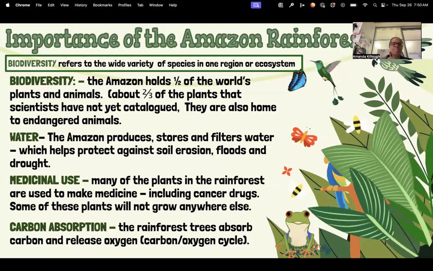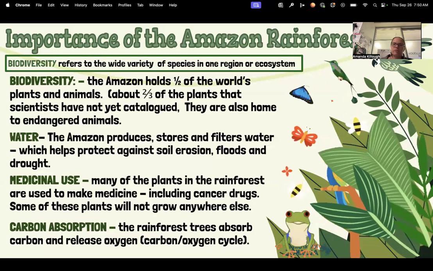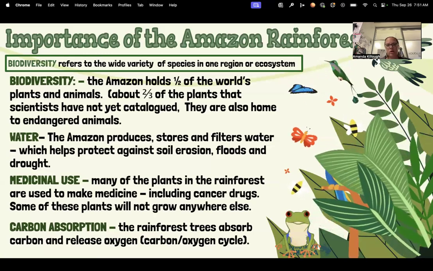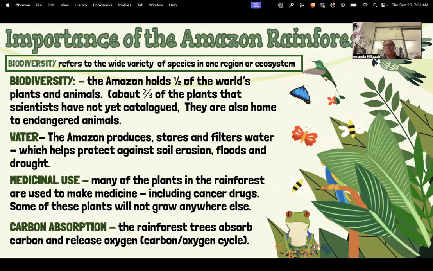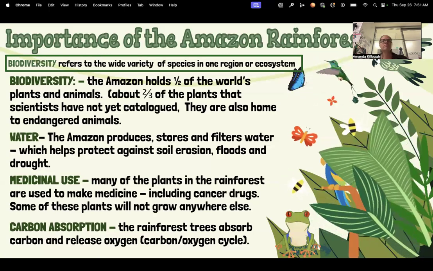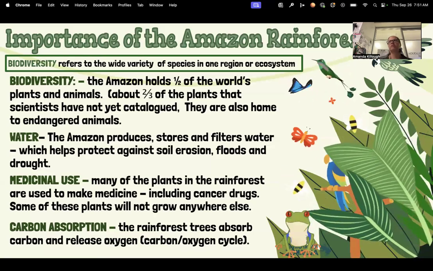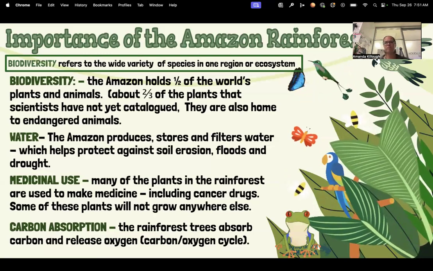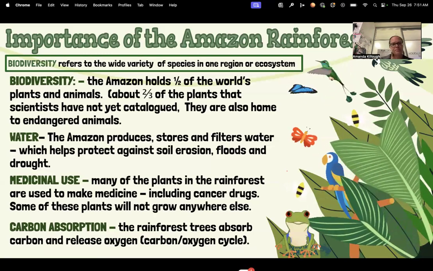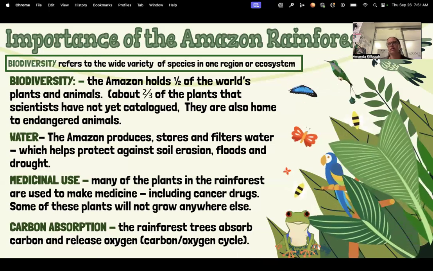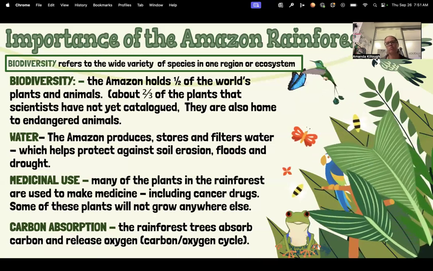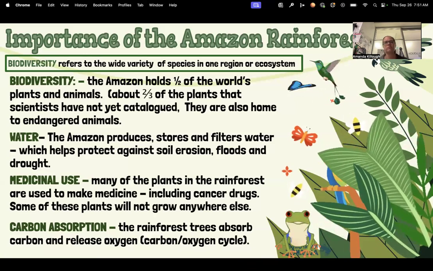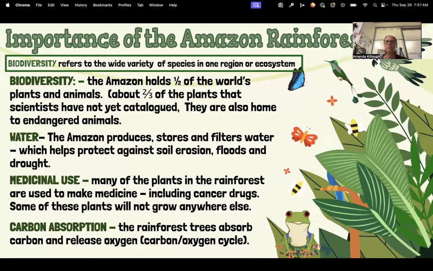The water. The Amazon produces, stores, and filters water, which helps protect against soil erosion, floods, and droughts, because of the canopy. If you've ever been in a rainforest, even in Costa Rica, you can stand underneath the trees and it could be almost pouring down rain and you just get dripped on. It filters everything. I know that because I was in a rainforest in Costa Rica and we hardly ever got wet once we were underneath the canopy. It was damp, sure, but it wasn't wet, like you weren't getting completely poured on.